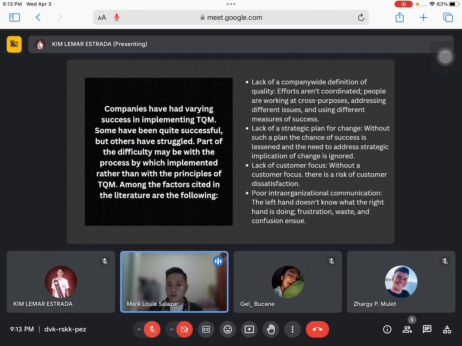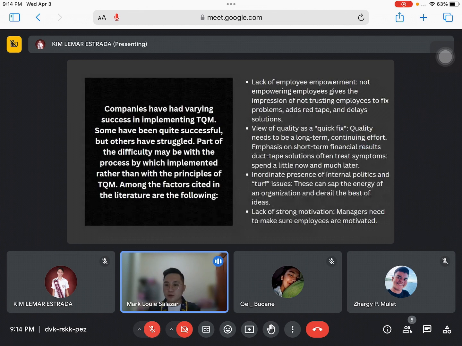So the fourth one is poor organizational communication. So the left hand doesn't know what the right hand is doing, frustration, waste, and confusion issues. So, example ani in a manufacturing company. So, importante jud kayo ang communication sa company kay para gwapo ang flow sa trabaho sa mga staff. Then, kung without the communication, maka-create siya conflict na ma-frustrate, then ma-confuse ang employees and customer.